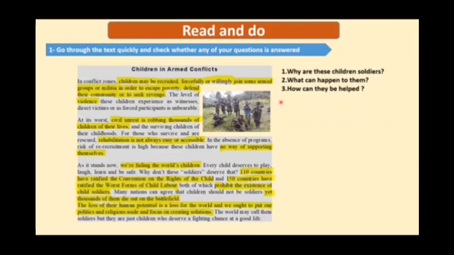Question number 3, how can they be helped? This question is not clearly answered in the text. But don't worry, it's just a mere guess to help understand and read the text.